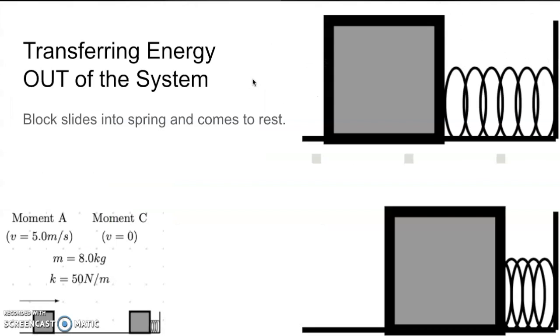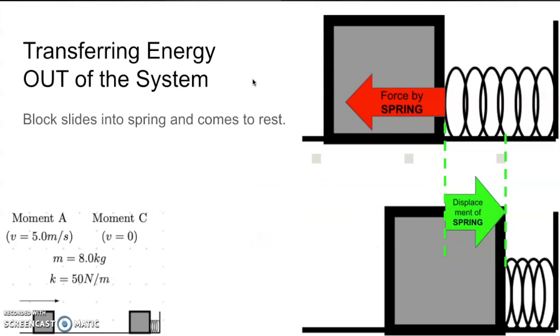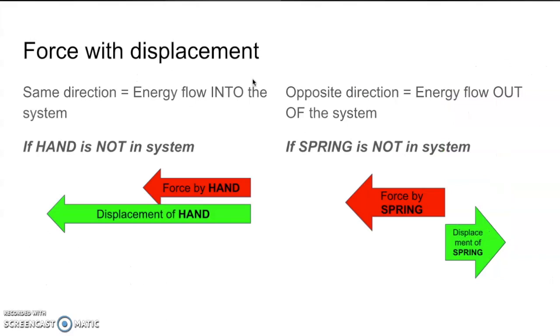Now, if we're going to transfer out of the system, notice in snapshot 1, it is moving right before it hits the spring. So there's a force on the system, or on the block, by the spring, but notice that the spring actually displaces in the opposite direction. So force by spring is in the opposite direction as the displacement of the spring. When these two are in the opposite direction, you have energy transferred out of the system. Force by hand in the same direction as displacement of hand, energy into the system. Force by spring in the opposite direction of the displacement of the spring, energy flow out of system.